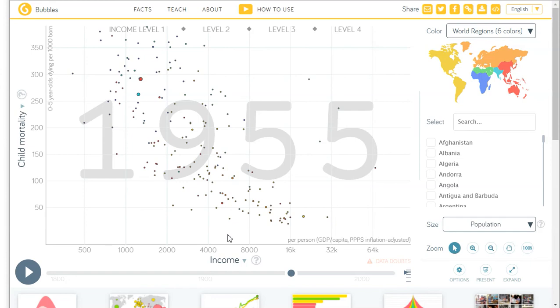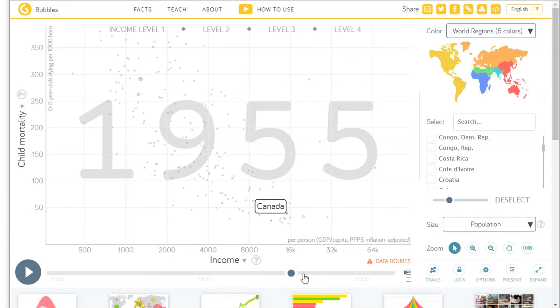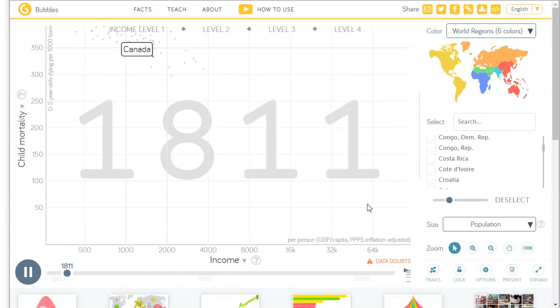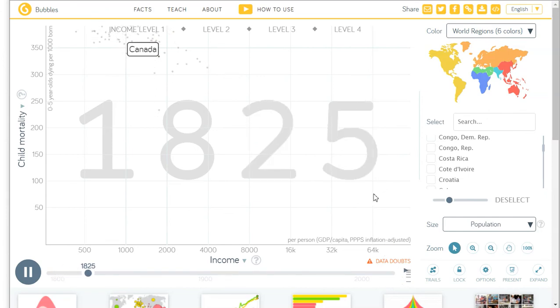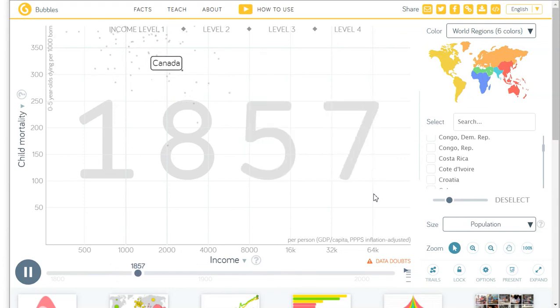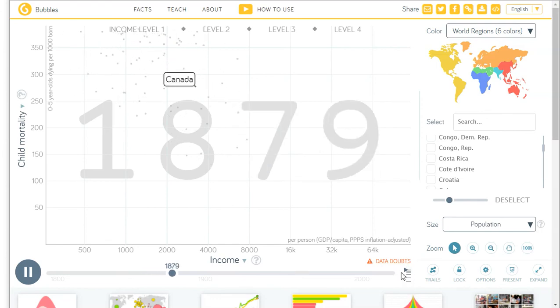As the income of these countries is increasing, the child mortality rate is coming way down. And in 1955, like this yellow country, what do you think it is? Probably the States again. I wonder where Canada is. If you scroll down and click on Canada, it'll highlight it. And we can track it. And you can even make it trace out a graph. Which way's faster? This way. There we go.